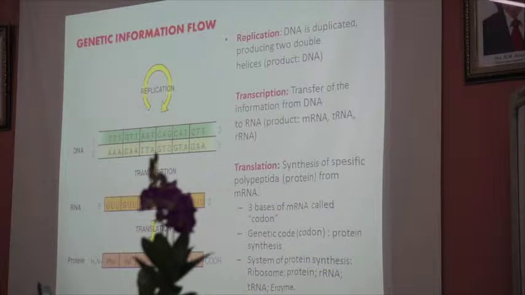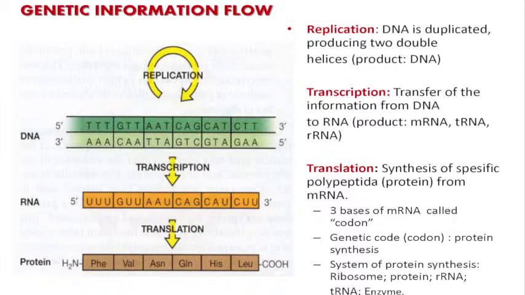Next is transcription, the transfer of information from DNA to RNA. DNA to RNA, the product can be messenger RNA. This one will be translated to protein. The transfer RNA helps the ribosome to do the translation process, and the mRNA will be used to construct the protein on the ribosome.